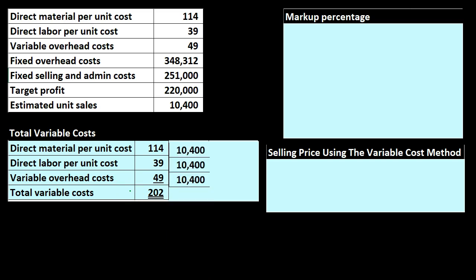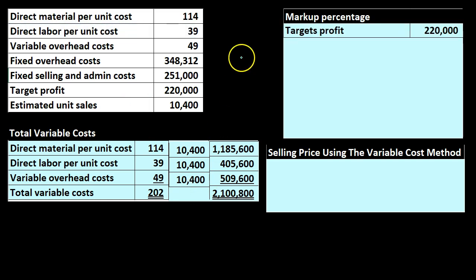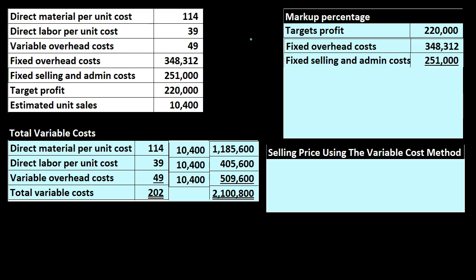We can multiply that times the number of units. So here's the number of units, 10,400 units, times each of those variable items. So we could break that out into each variable item. Total costs for all variable costs, just variable costs, not including the fixed cost, 2,100,800. Then we're going to consider the markup percent. So we've got the target profit is 220,000. Then we're going to take the fixed overhead, which is the 348,312, and the selling, the 251,000.